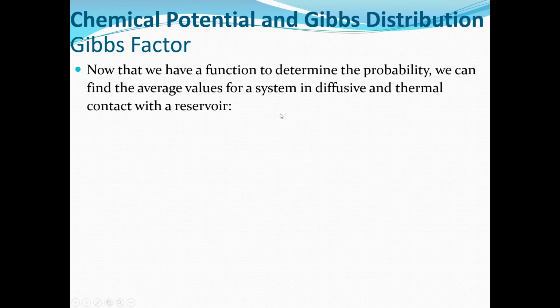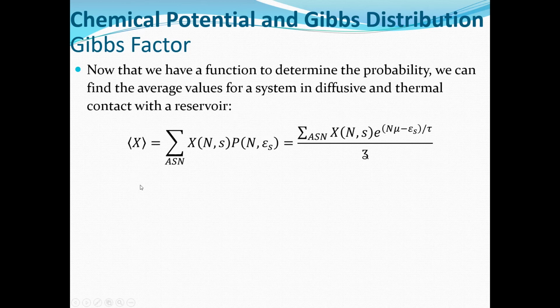So once again, just like we've done with the Boltzmann factor, remember the moment we found a probability, we can immediately find average values, because average values are set up as a sum of the weighted parts. So we can do that here. Say that the average of any variable is the variable times the probability of it occurring, and we know that the probability of it occurring can be substituted with the Gibbs factor divided by the grand sum.